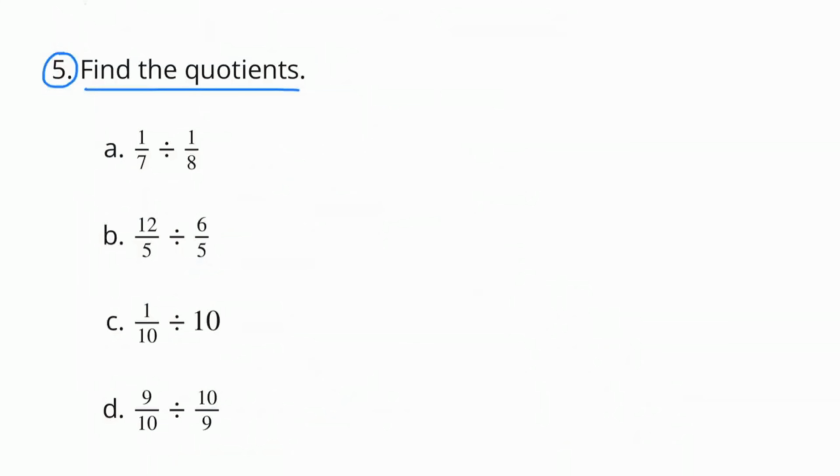Number 5. Find the quotients. A. 1/7 divided by 1/8 equals 1/7 times the reciprocal of 1/8. And 1/7 times 8 over 1 equals 8/7, or 1 1/7.